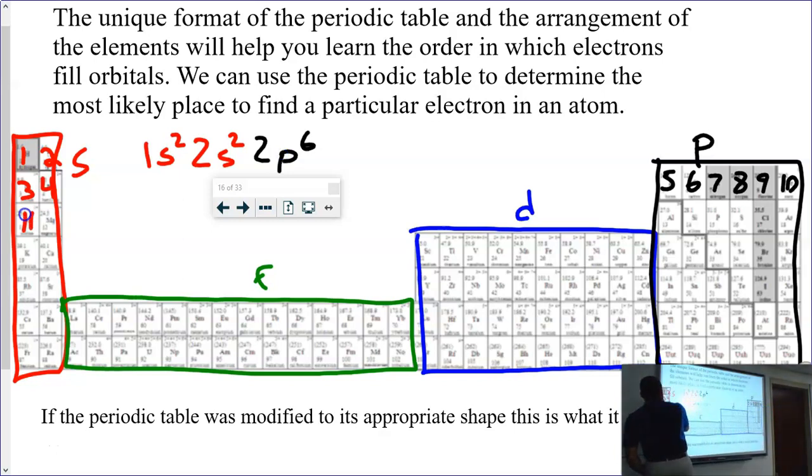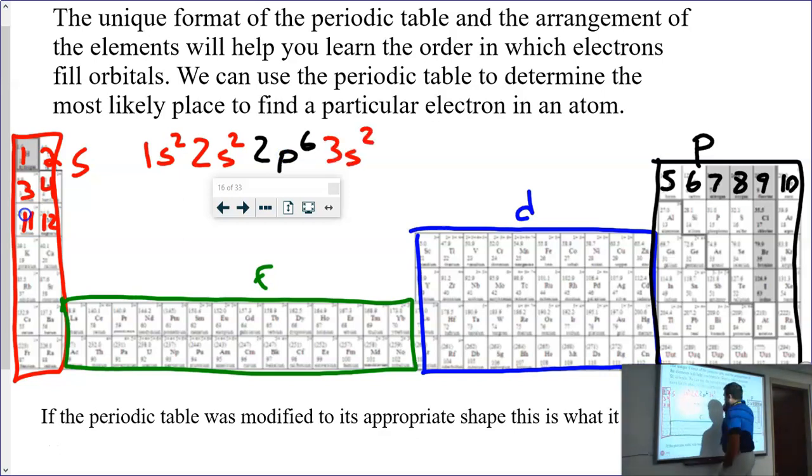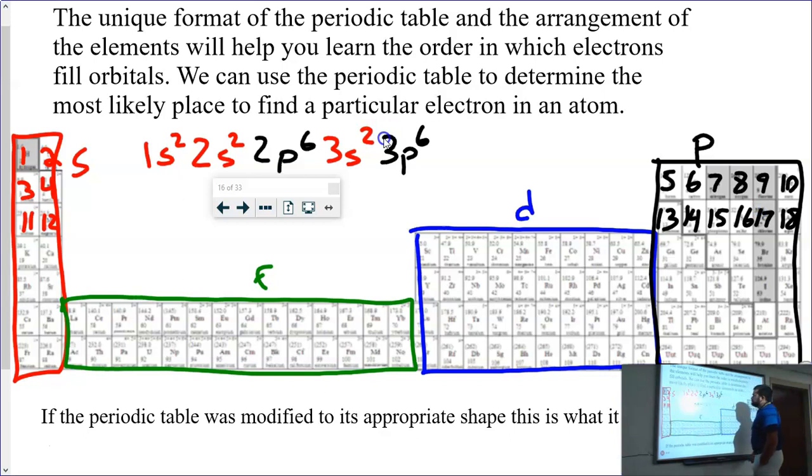So electron number 11, electron 12, that's going to be a 3s orbital, because again, row 1, 2, 3. Electrons 13 through 18 are in a p orbital. I keep going. Why not? Electron 19, electron 20, that's an s orbital.